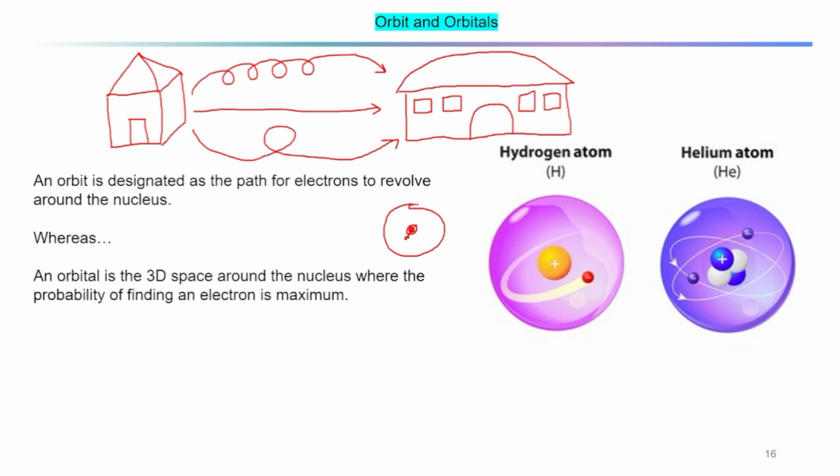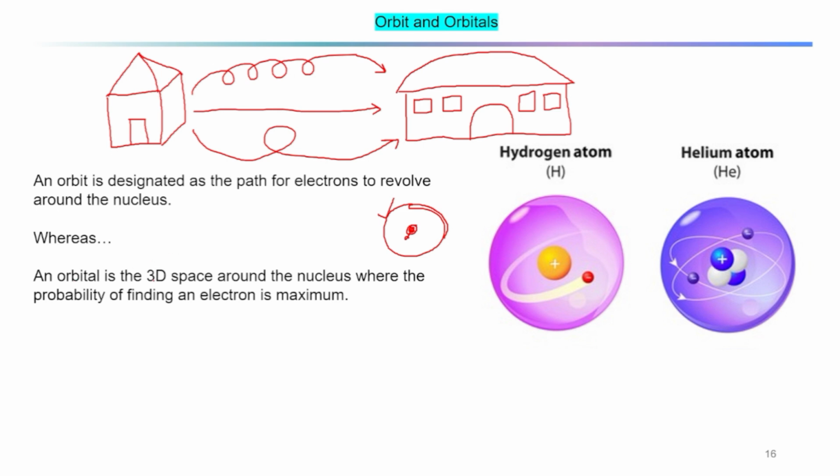My drawing is pretty bad in this one. Actually, I'm using a very bad setup. Yeah, so this one is your proton and your electron is revolving around it. This is a two-dimensional picture, and this is called an orbit because this is a two-dimensional thing. I have just designated the path in which the electron is revolving around the nucleus.